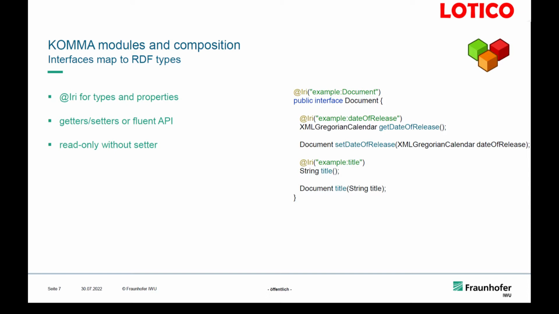You can also mix getter and setter style with a fluent API. KOMMA supports both, and if you leave out the setters, then the properties are just read-only and you can't change them.